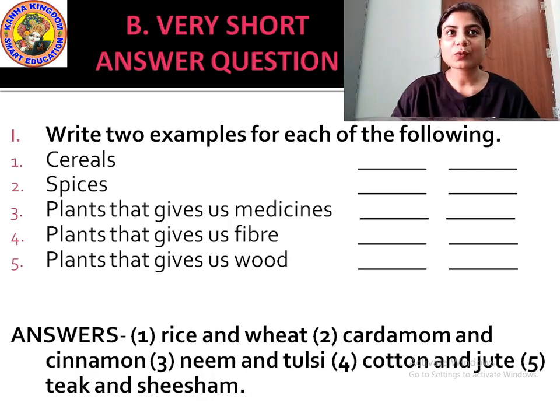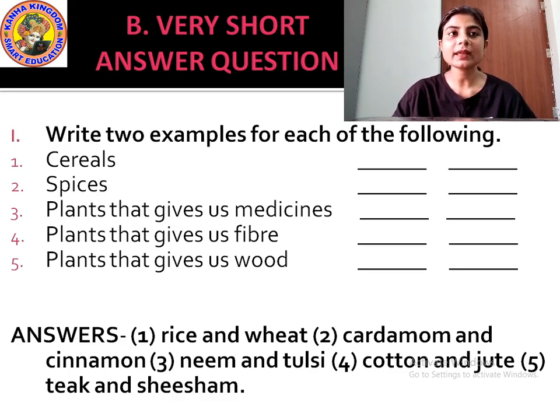So students, our next question is very short answer question. Okay. Question number 1. Write 2 examples for each of the following. That means you have to write 2 examples for the following. Okay. So number 1 is cereals. What are the name of 2 cereals? Those are rice and wheat. R-I-C-E. Rice. W-H-E-A-T. Wheat. Okay. The example of cereals are rice and wheat.